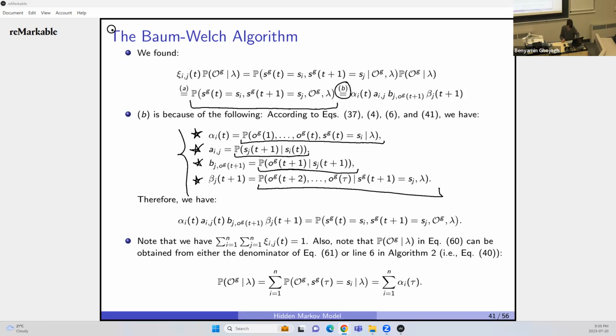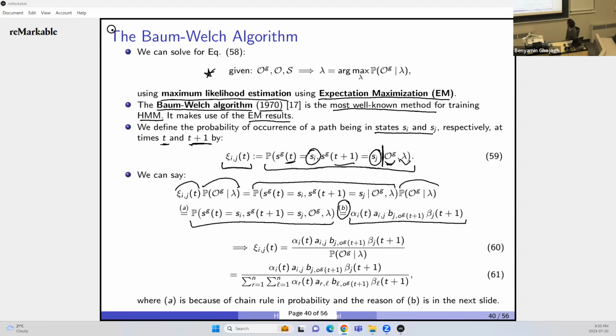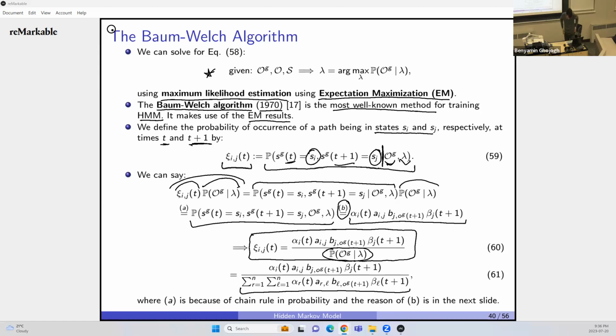Okay. Let's go back. So we had this. We have this equal to this. Rearrange the terms. You will get this. And you can write this probability of Og given lambda as this summation in the denominator. Right? What is it doing? It's basically the numerator, but summing over everything. So it sums to 1.